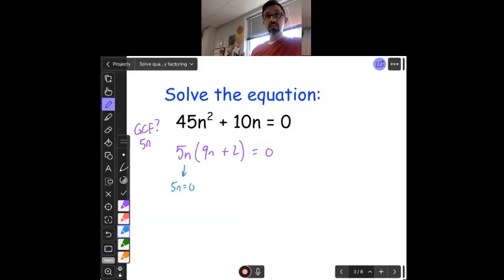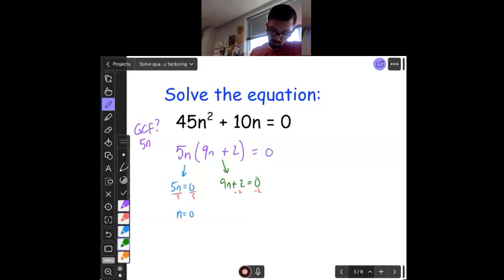So once the factoring is done, the next step, the new step, is to set each factor equal to 0. So 5n equals 0. 9n plus 2 equals 0. Then we just solve each of those equations. So again, you look at that, 5 times what is 0? Of course, it has to be 0, right? But what we really are doing is dividing by 5. But n equals 0.